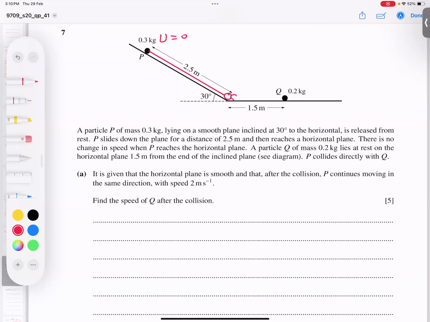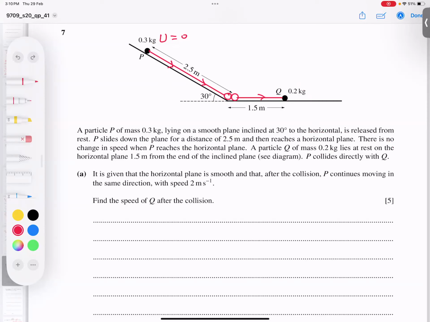And with the same velocity, it will go from here and reach here. I believe the point is very clear. He said that there is no change in speed when P reaches the horizontal ground plane. Sometimes realistically when a particle hits the ground, some speed changes, but he said no change. So what is the velocity here? The same velocity here. It means the end velocity of this motion and the starting velocity of this motion are equal to each other.